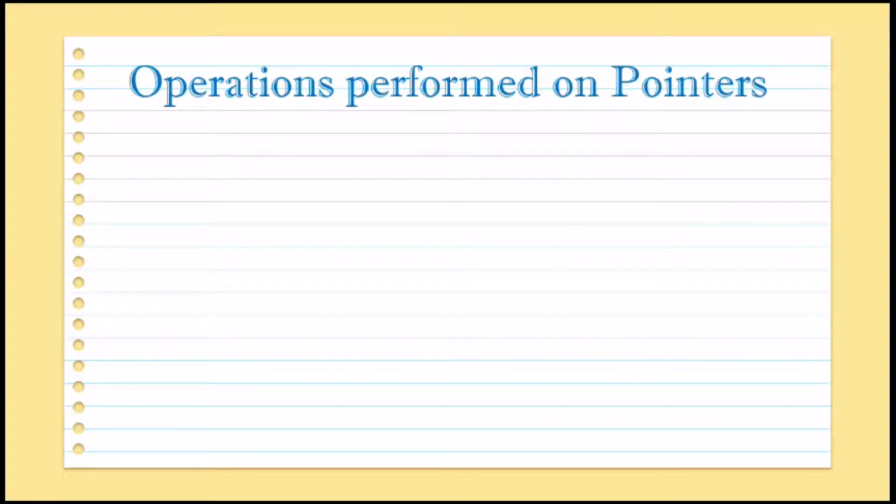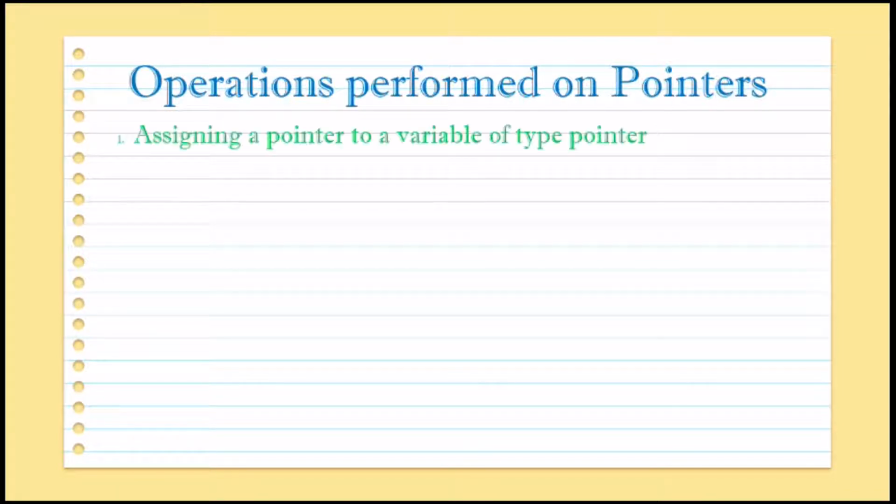Hello everyone, in this video we will see the different operations performed on pointers. First one is we can assign a pointer to a variable of type pointer. That is, we can assign the address stored in a pointer variable into another pointer variable. That means two different pointer variables can hold the same address. To understand easily, we will take one example.